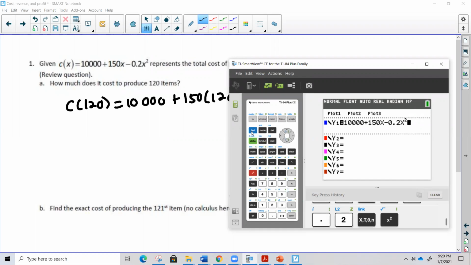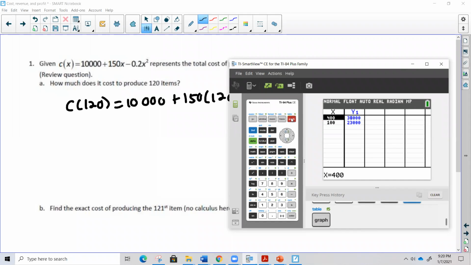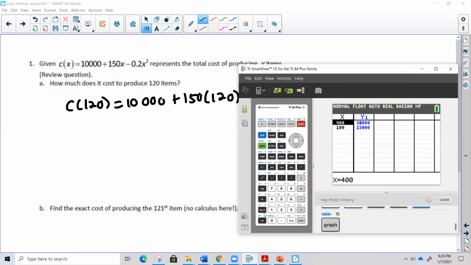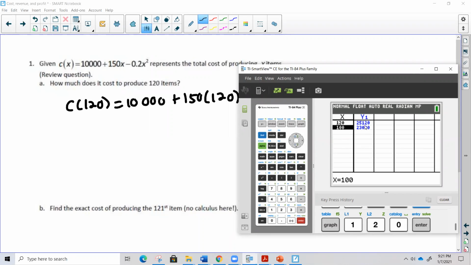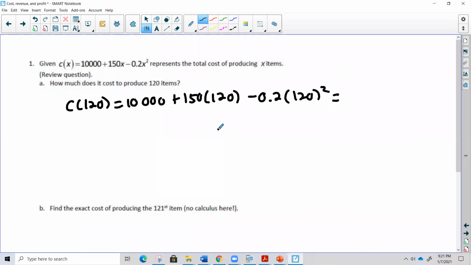Then I would go to second graph for table. And since I already changed that setting, I don't need to do it again. And I can just type in 120 and hit enter, and it will give me the value. So it'd be 25,120. Okay, and again, cost is always in dollars. So I'm going to put the units.